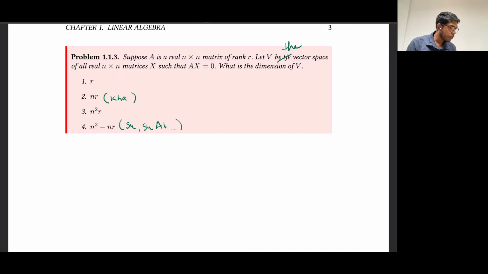Okay, option 4. So it seems option 4 is correct because the majority of the votes go to it. So let's see why. What it says is that A is a real n cross n matrix. What is V? V is the set of all X in M_n(R) such that AX equals 0.